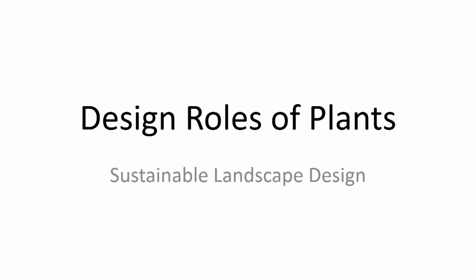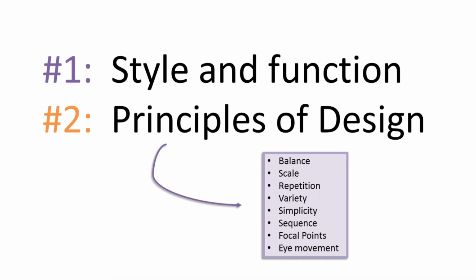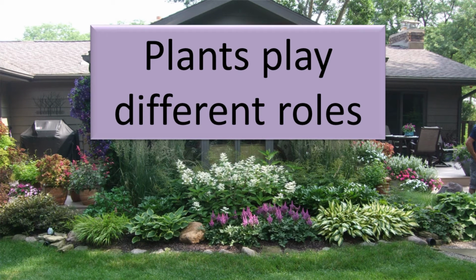Plants can play many different roles in a landscape design. As we get into the nitty-gritty of developing a landscape design, there are several things to keep in the back of your mind. The overall style and the functions for the landscape is first. You also have to keep in mind the principles of design: balance, scale, repetition, variety, simplicity, sequence, and focal points and eye movement.